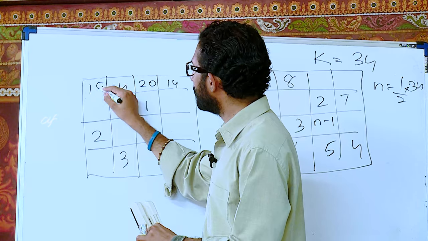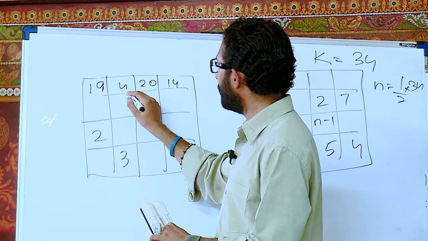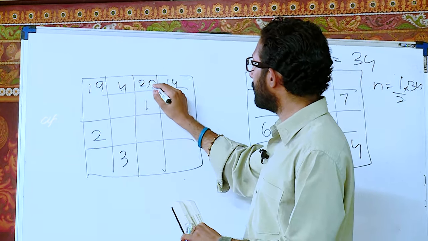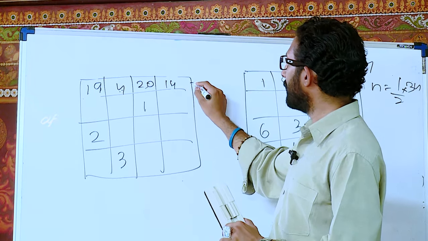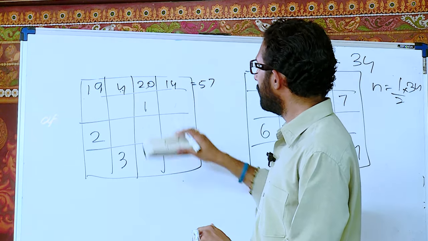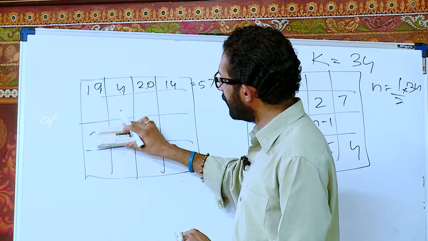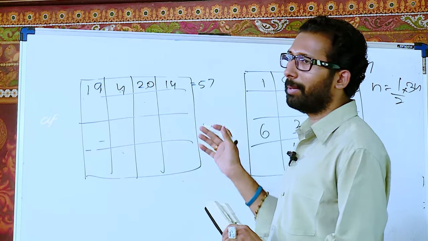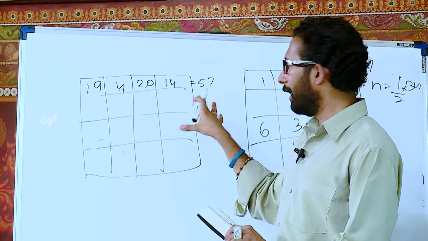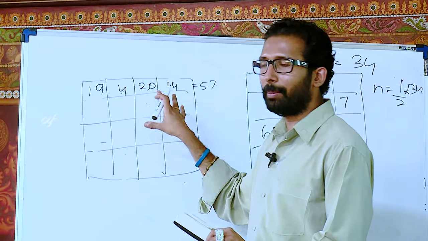But suppose it was 19. So 19 plus 4, 23. 23 plus 20 will be 43. 43 plus 14 will be 57. So the magic constant is 57. Now how to arrange the remaining cells in such a way that the total becomes 57. If we can arrange that, then it is called a birthday magic square.